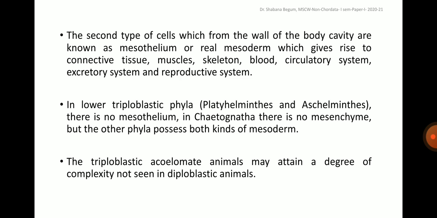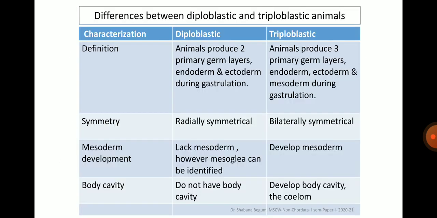In lower triploblastic phyla, that is the Platyhelminthes and Aschelminthes, there is no mesothelium, but the other phyla possess both kinds of mesoderm. The triploblastic acoelomate animals may attain a degree of complexity which is not seen in diploblastic animals. The differences between diploblastic and triploblastic animals, in terms of their definitions, symmetry, mesodermal development and body cavity, are mentioned here. Please go through the slide.